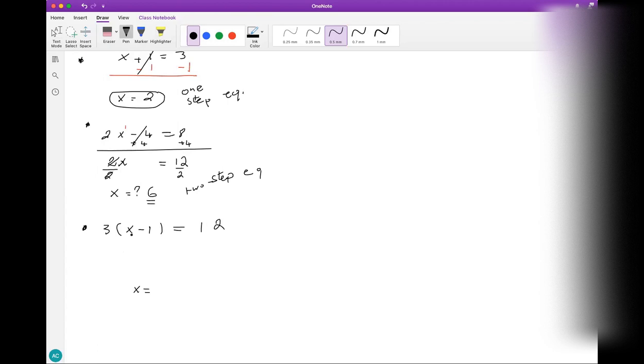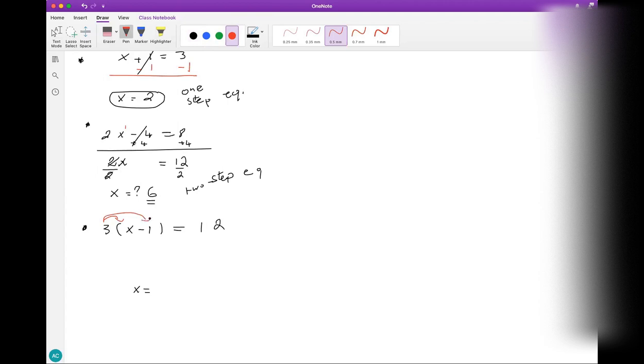What do you think we do first to solve this equation? Multiply the numbers in the parentheses first, because it's like PEMDAS. That's right. So what do we call that property? PEMDAS.